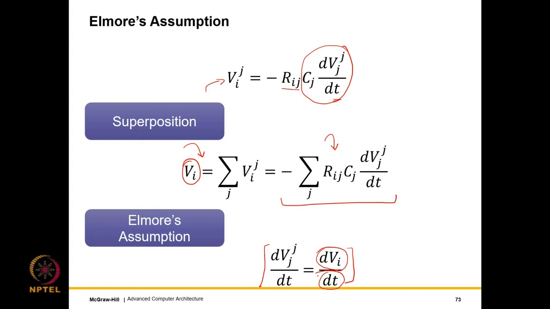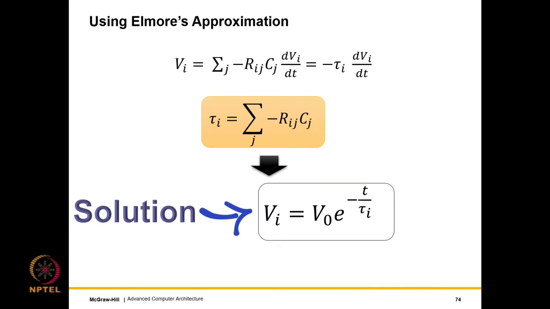If I were to put in this approximation, then you will see that this formula will certainly become very well behaved. It will start looking like this: minus Rij Cj dVi/dt, which is a very simple differential equation. So what I would do is take this summation over j of Rij Cj, and represent it by tau i. So tau i is essentially a time constant.